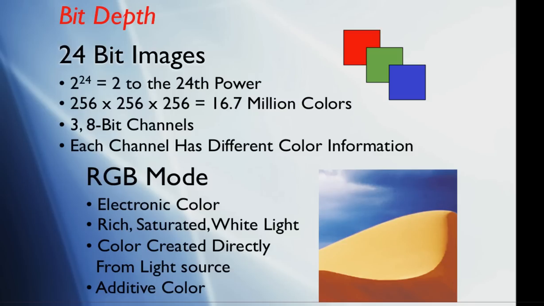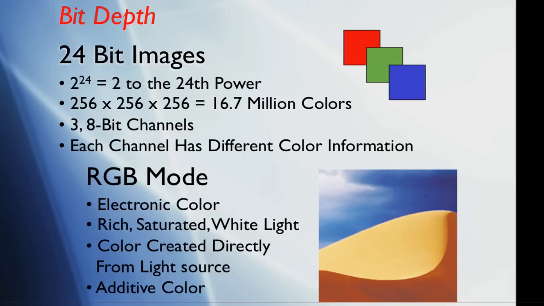256 was the number of tones of a grayscale, a single grayscale black and white image. Well, in fact, that's what the channels are that make up a 24-bit or RGB mode image, because you will see that there are three grayscale channels that represent the color information. Now, RGB is what I always call electronic color.